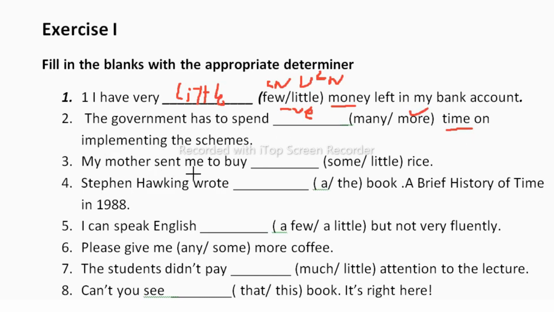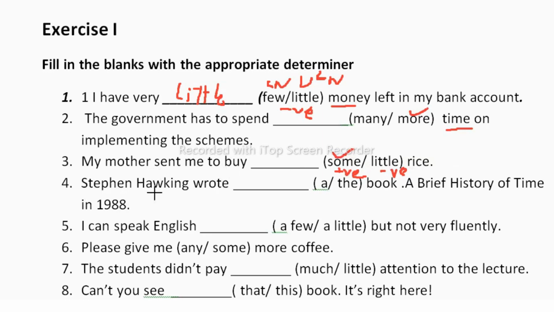My mother sent me to buy dash rice. So here, students, little shows the negative statement. Little means almost nothing is there. So what will we do with a little rice? Here we need to use some, for the positive sense, and some we use with uncountable nouns. Rice is uncountable, that's why we are using some. My mother sent me to buy some rice.